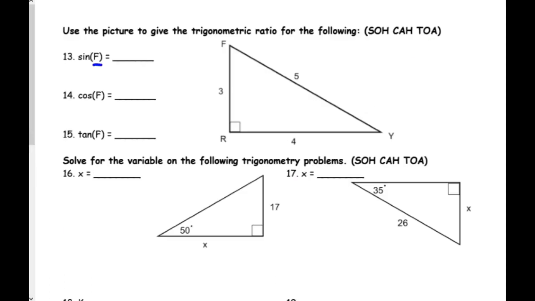Okay, all of these are starting from the letter F. So from F, here's my O. Across from 90 is my H and my A. Okay, we got SOHCAHTOA over here.